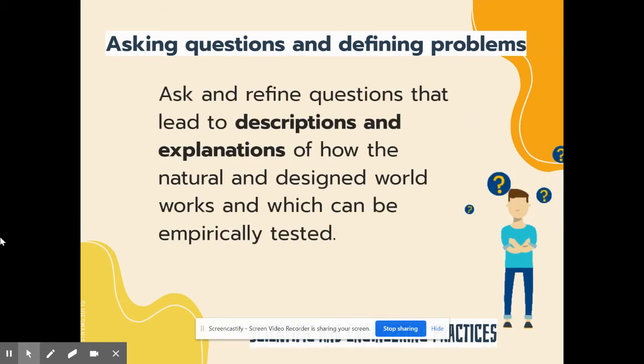You want to ask and refine questions that lead to descriptions and explanations of how the natural and designed world works and which can be empirically tested. That's how all research and all experiments start out. It's just somebody asking a question. But when we're asking a question, we want to make sure that it's descriptive and that we can get some sort of solution or some sort of information from it.